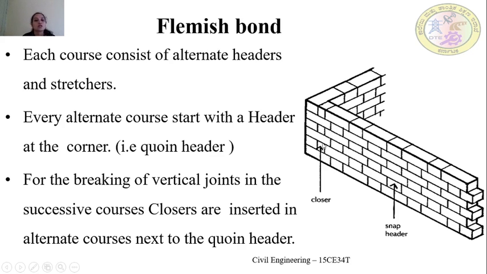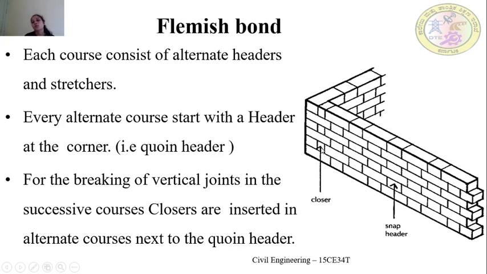But every alternate course starts with a header at the corner. For breaking the vertical joints, every alternate course should start with a header at the corner. And for breaking the vertical joints in the successive courses, closures are inserted, that is queen closures. Half queen closure has been inserted next to the coin header.